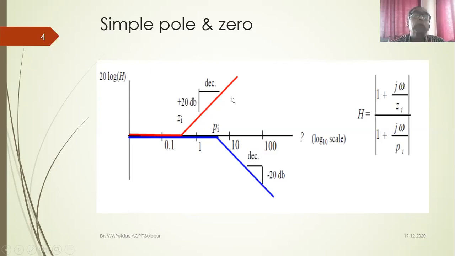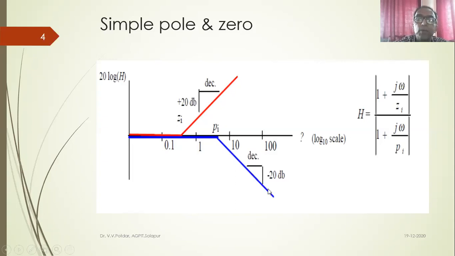Okay. Now, there's one more thing we have to remember, friends. For simple pole or simple zero, let us say simple zero. Where from I should start my simple zero plot? At what frequency I should start my simple zero plot? Now this frequency at which I am starting my simple zero plot is called as corner frequency. Now this blue line corresponds to magnitude plot for simple pole.